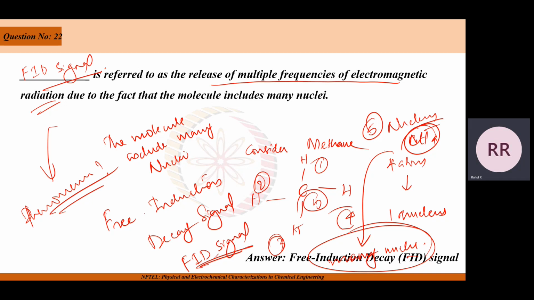So FID signal is referred to as the release of multiple frequencies of electromagnetic radiation due to the fact that the molecule includes many nuclei. If your molecule consists of different kinds of nuclei, which means different kinds of atoms, that can lead to a release of electromagnetic radiation at different frequencies, and this phenomenon is called FID signal. So hope you understood this. Let us go to the next question.